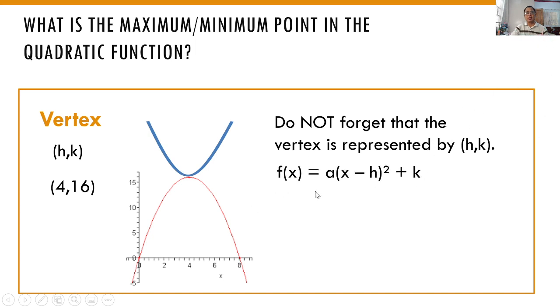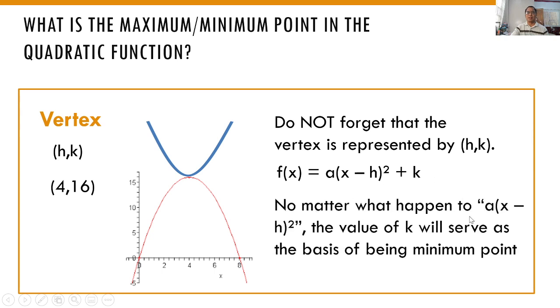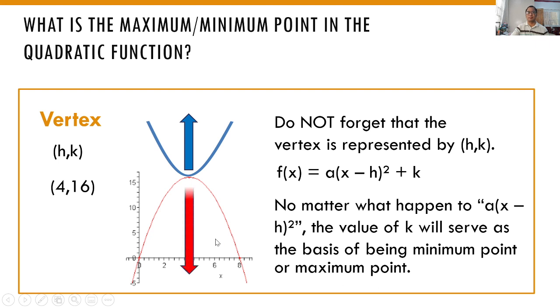Now, going back dun sa formula natin, this is the vertex formula. H at saka yung K natin. Kung mapapansin natin, you can go back to the videos before, nung explanation po para dito. This is always positive. Tas depende po dito kung ano yung magiging sign niya, kung positive siya or negative. So no matter what happened to A times the square of quantity X minus H, the value of K, ito, will serve as the basis of being minimum point. Tingnan natin. Ayun, pinakamababa yung point na yan. So, pataas yung susunod. Or, maximum point. Ayan.